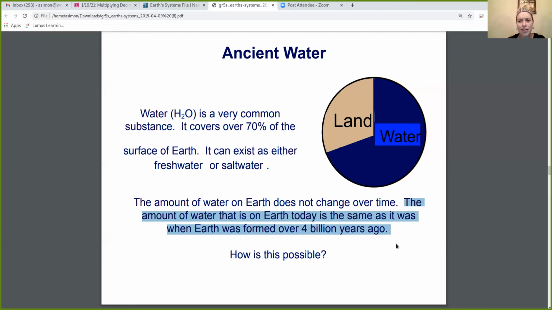You guys might think, oh, that's gross, I'm using water from 4 billion years ago. Okay. Yeah, obviously we know our water is cleaned after we use it. All right. But it's kind of cool to think about that the water we use today is the same water that was here 4 billion years ago.